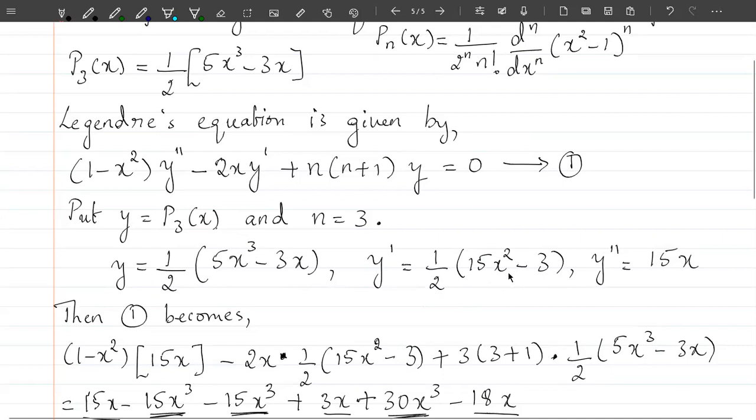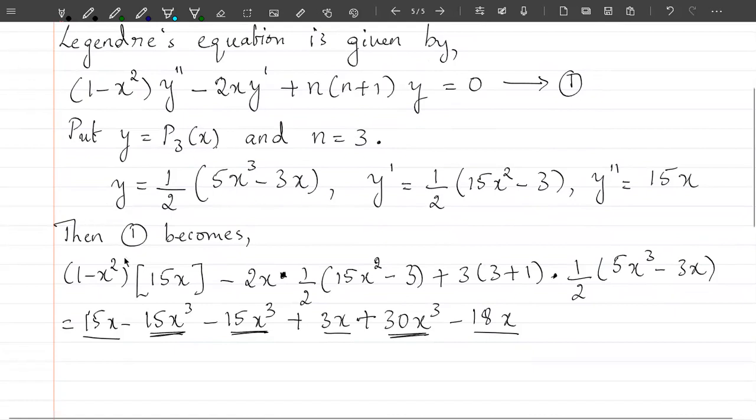Then y double dash is the differentiation of y dash with respect to x. So I get 1 by 2, differentiation of 15x square is 30x, differentiation of this term is 0, and 30x by 2 is 15x. So now let's substitute the values of y, y dash, y double dash, and also the value of n in equation 1, and check whether the answer is equal to 0.